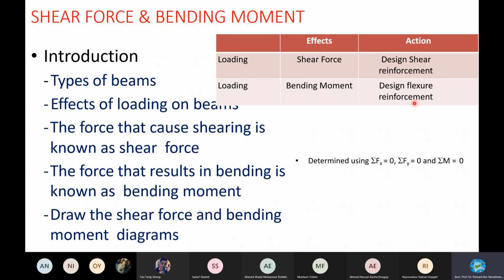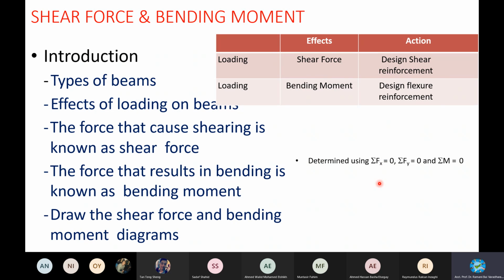Shear reinforcement, and for the bending moment, you design flexure reinforcement. Whether it is tension or compression, you provide the rod at the bottom. If it is tension at the bottom, fine; if it is both compression and tension, then you have to provide rods at the top and bottom to withstand the loading or keep it in position.